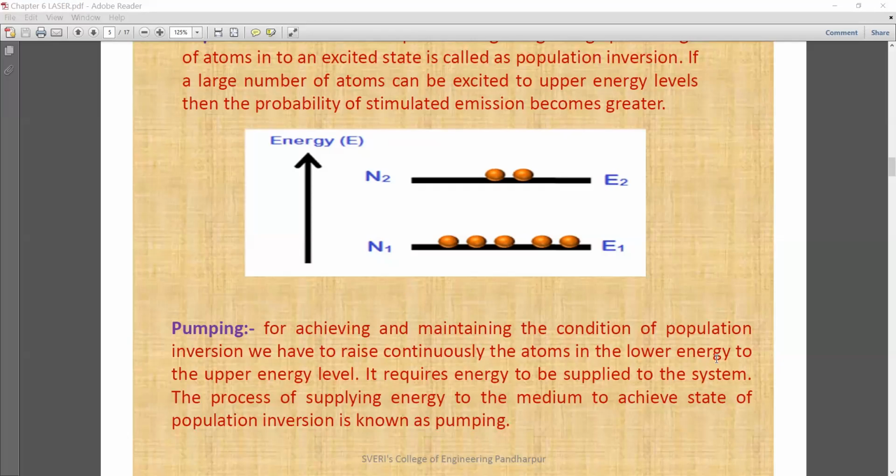Pumping. For achieving and maintaining the condition of population inversion, we have to raise continuously the atoms from the lower energy level to the upper energy level. Yes. To the upper energy level, it requires energy to be supplied to the system. The process of supplying energy to the medium to achieve the state of population inversion is known as pumping.